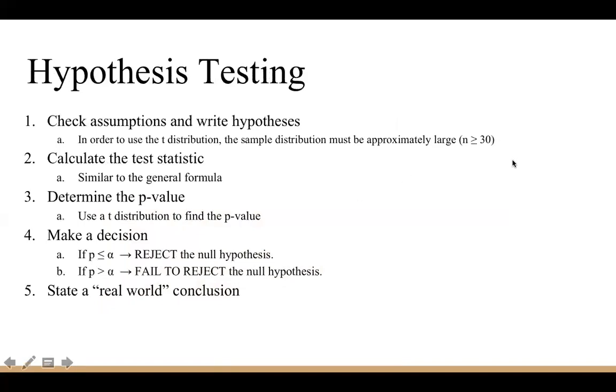So again, hypothesis testing for one sample mean is very similar to one sample proportion. It's pretty much just different in the first 3 steps, and the last 2 are pretty much the same. So your assumptions here are going to be that your sample size must be approximately large enough, which just means that it has to be greater than 30 here. And then you're going to calculate your test statistic using the general formula we've been using, and then determine your p-value. You'll use the t-distribution to find your p-value, and then once you get that, you'll decide whether to reject the null hypothesis or fail to reject the null hypothesis, and then you'll state a real-world conclusion.